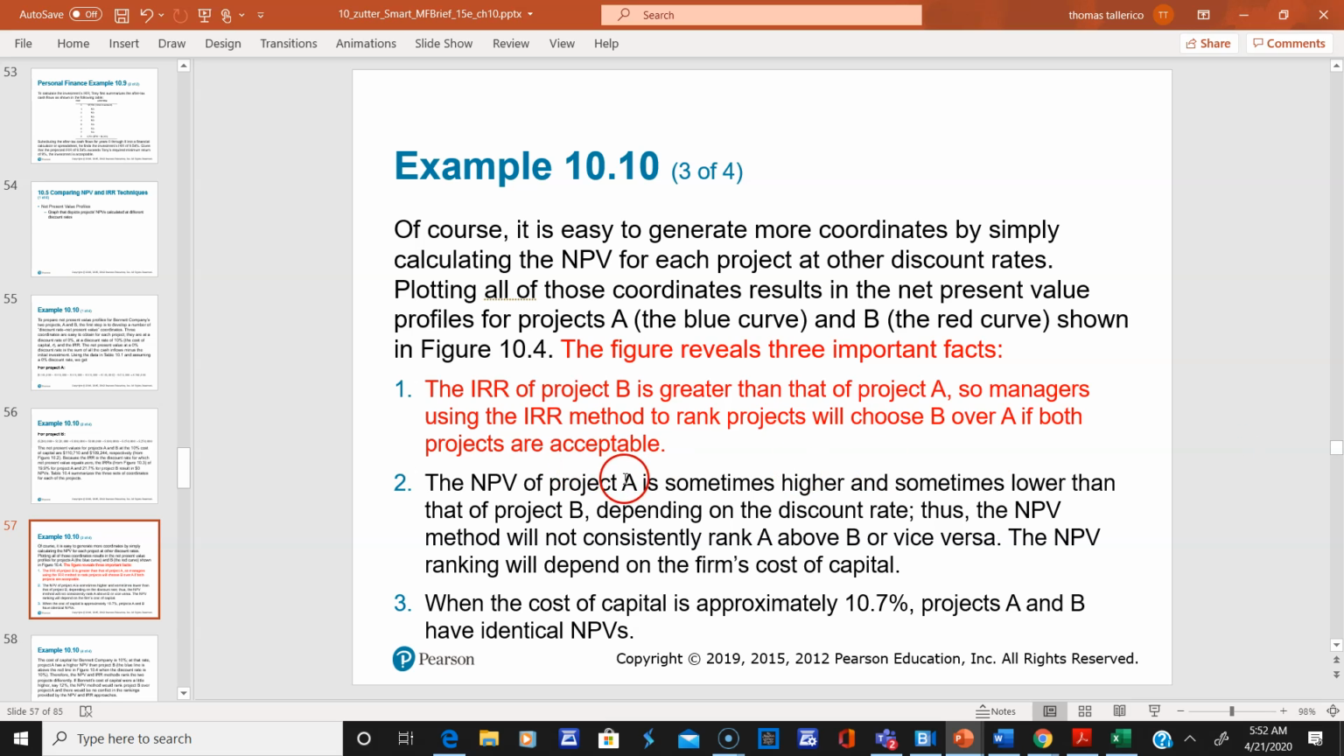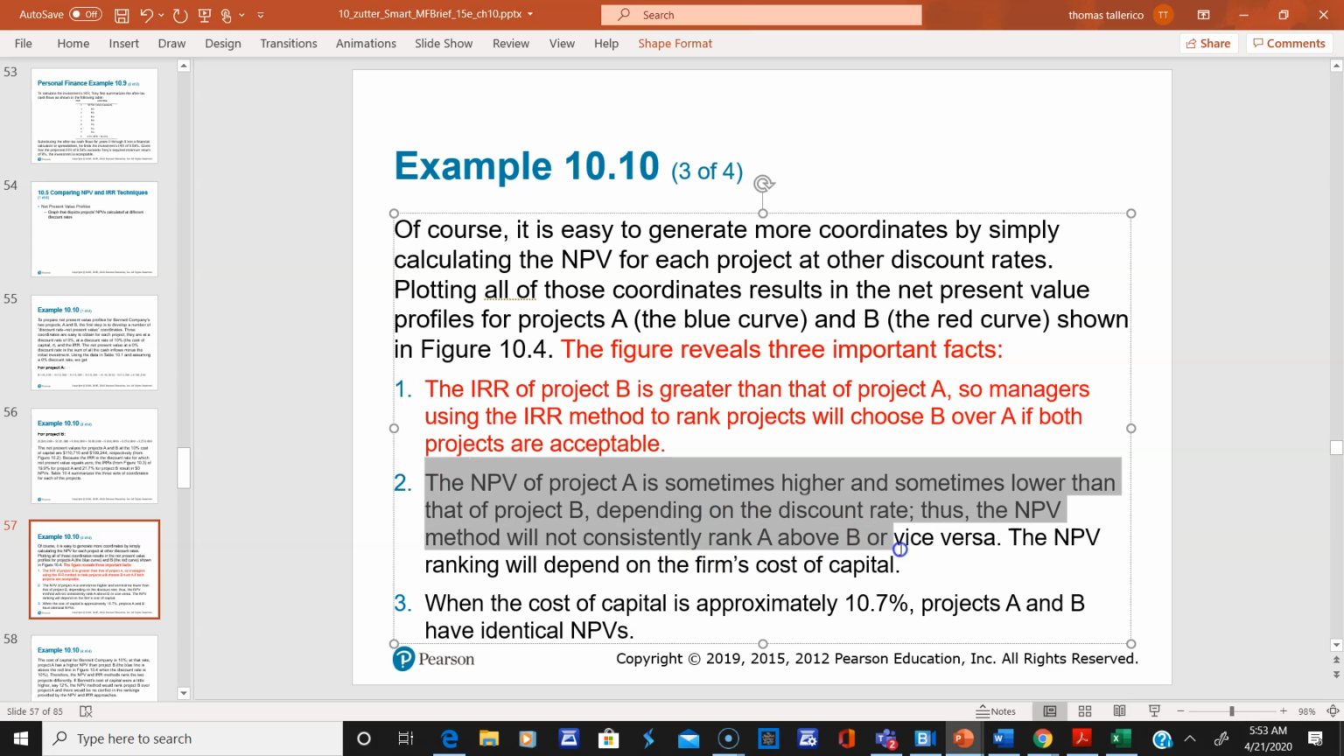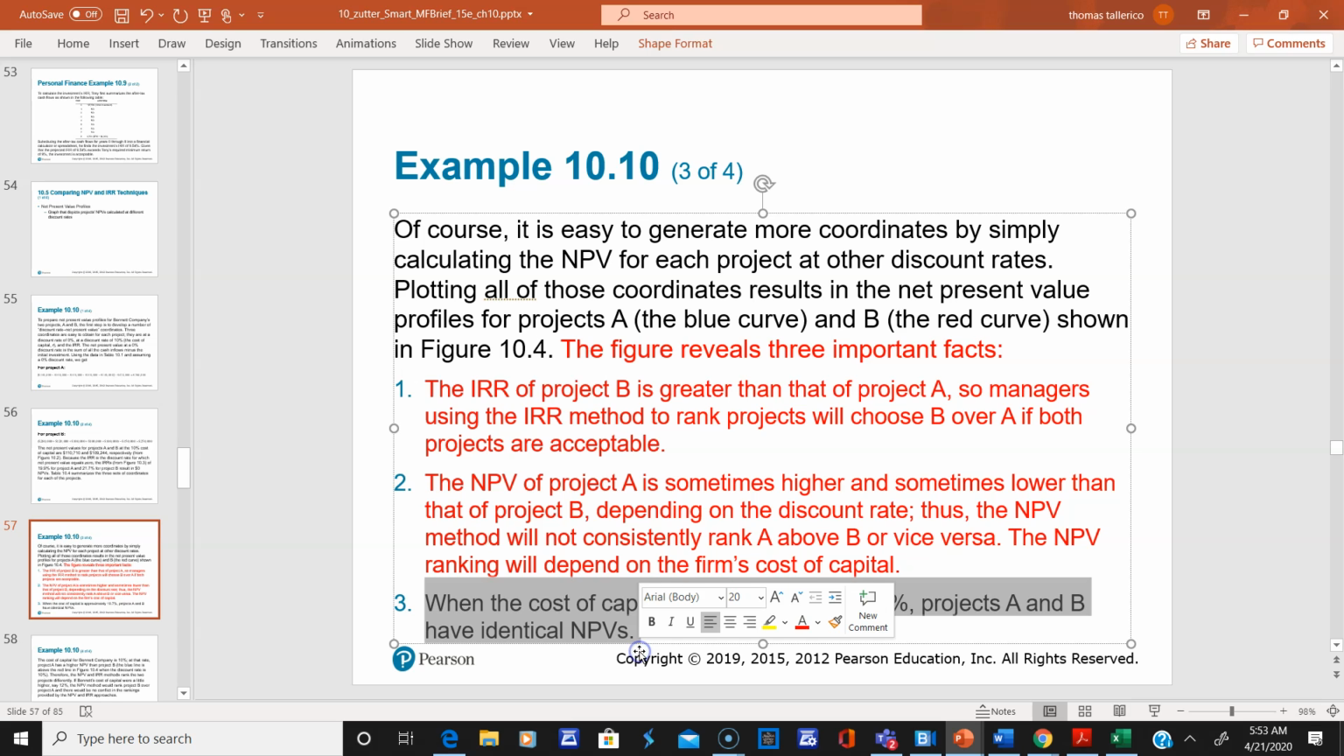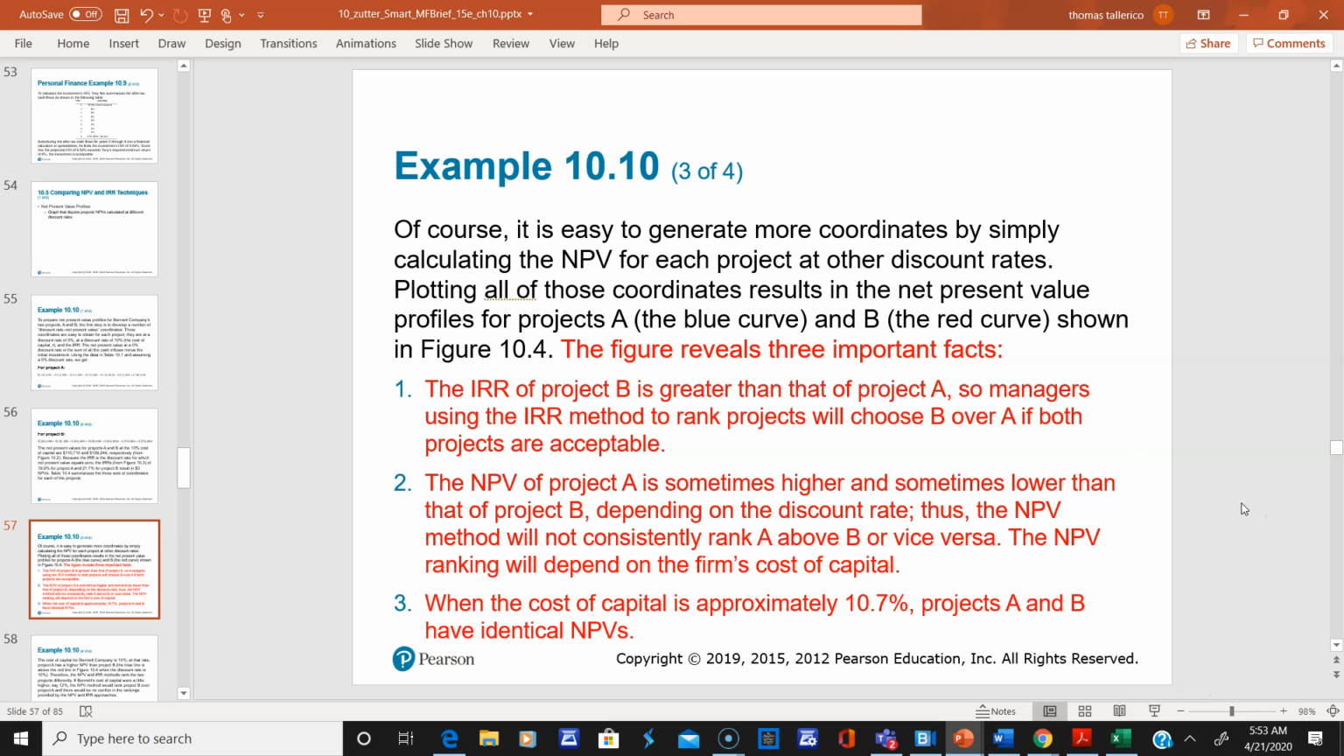The net present value of project A is sometimes higher and sometimes lower than that of project B, depending on the discount rate. Thus, the net present value method will not consistently rank A above B or vice versa. And so the net present value will depend on the firm's cost of capital. But in reality, the net present value is much more reliable than internal rate of return. So when the cost of capital is approximately 10.7%, project A and B have identical net present values. So the curves cross each other and they jog all over the place.